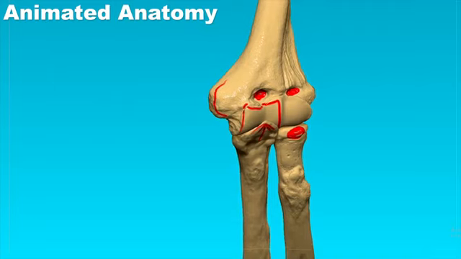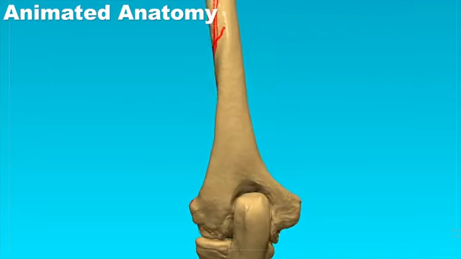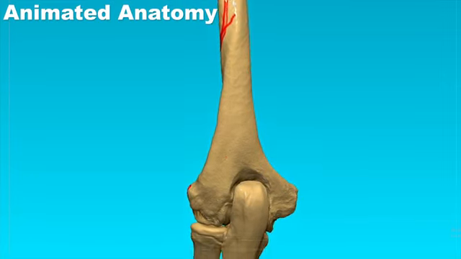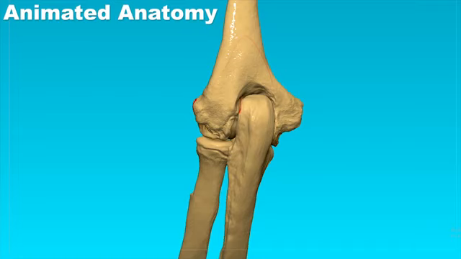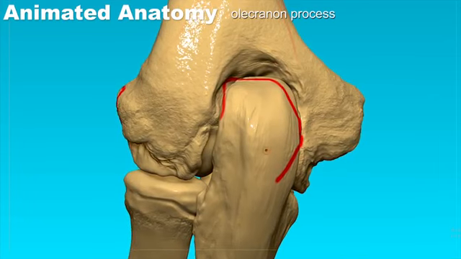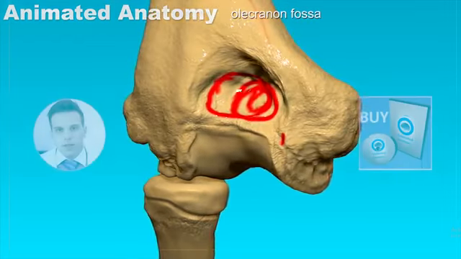If we actually go back and look at the bone from behind, we will see here this dorsal surface, and we see one more process of the ulna entering one more fossa. That is the olecranon process. And the olecranon process enters a very big and deep olecranon fossa.